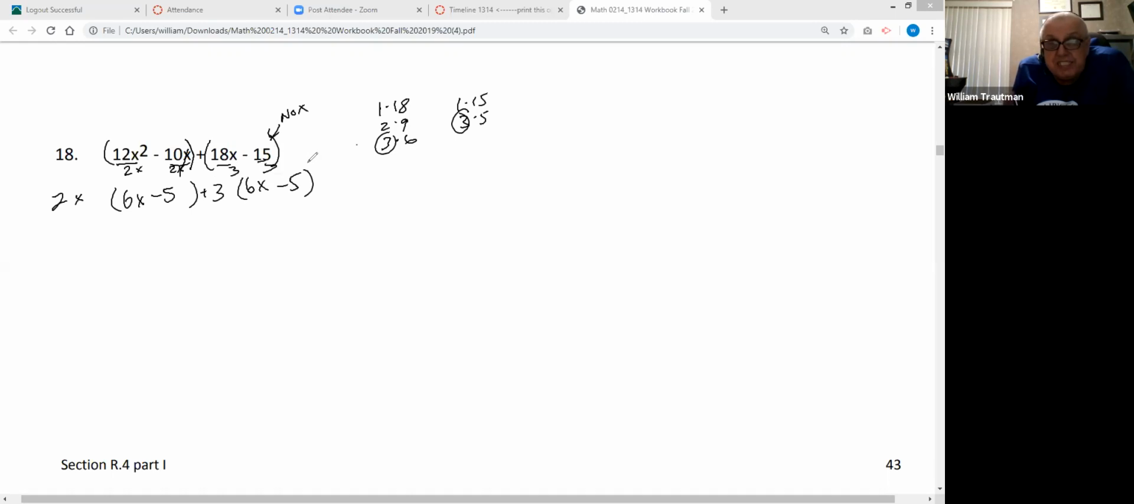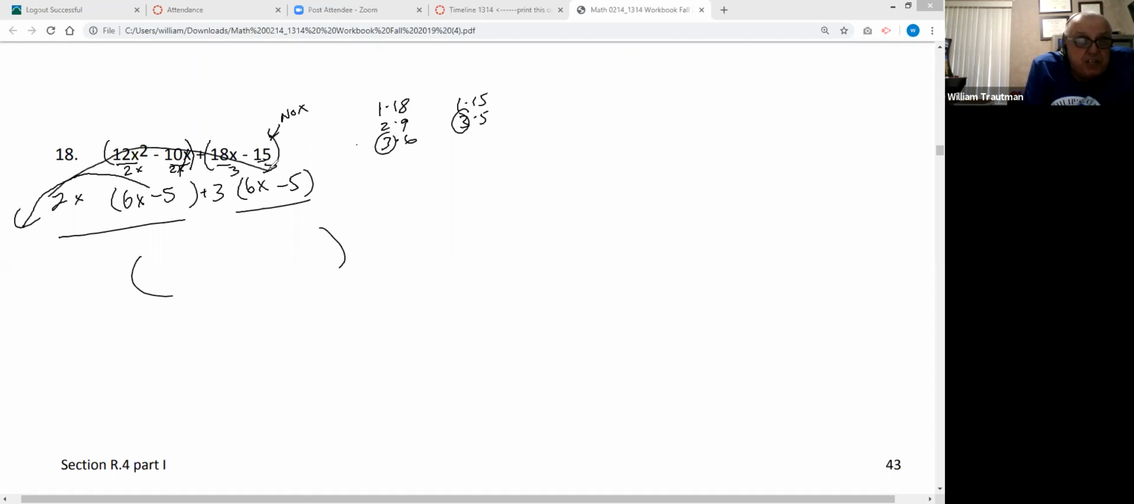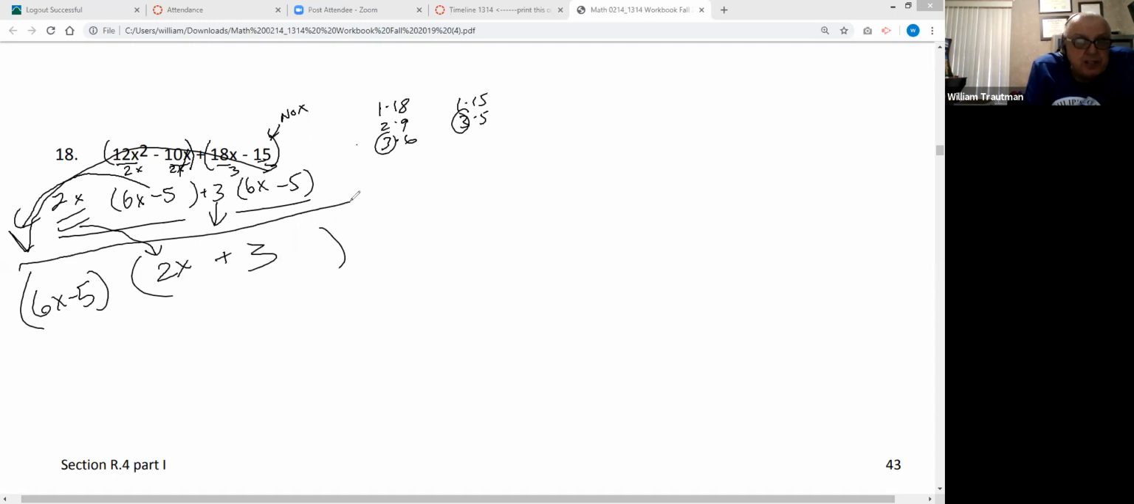Our parentheses are the same, so we can factor out the parentheses. The 6x minus 5 comes out in front. What's left over? 2x and a plus 3. And that is the answer.